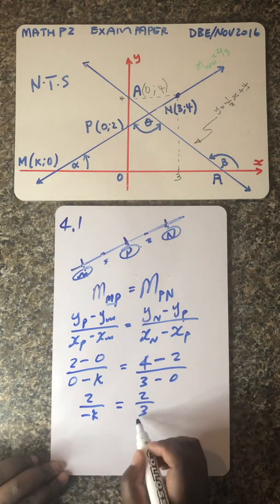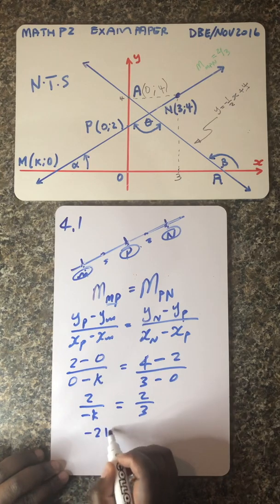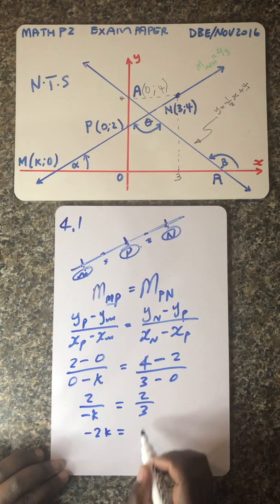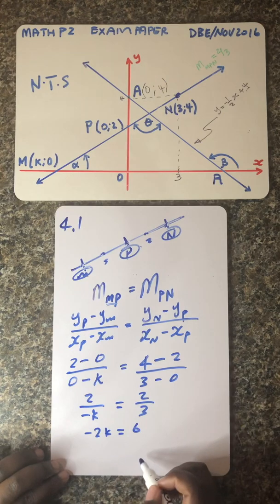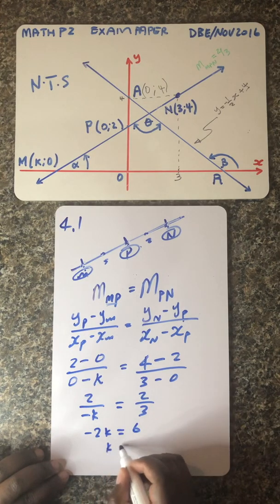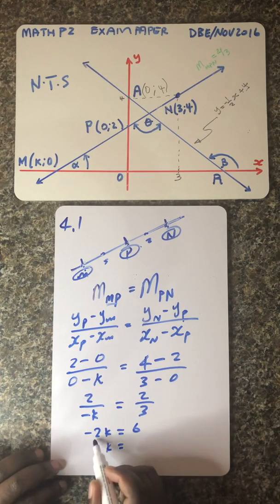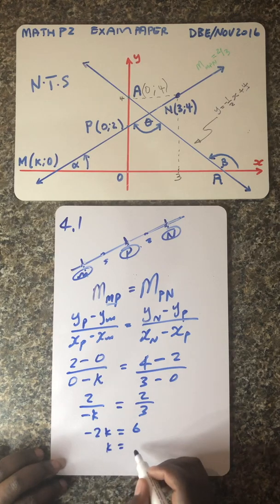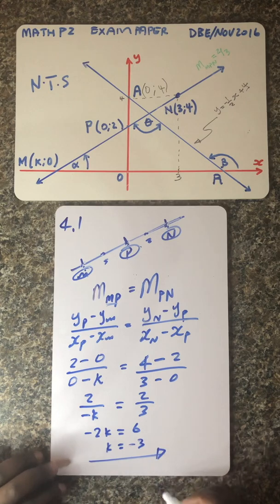So you can just cross multiply. This is negative 2k, which is equal to, that times that is equal to 6. Okay, so k is equal to, you just divide by negative 2 on both sides. So that means k is equal to negative 3.